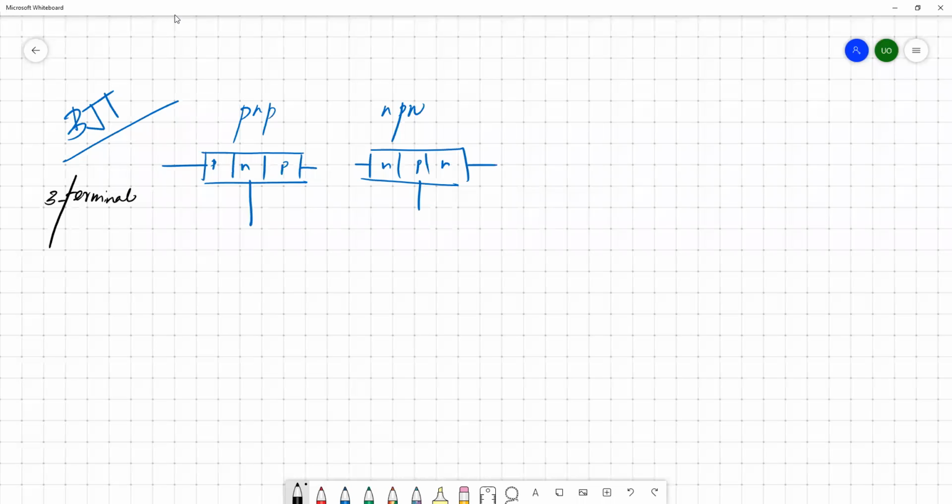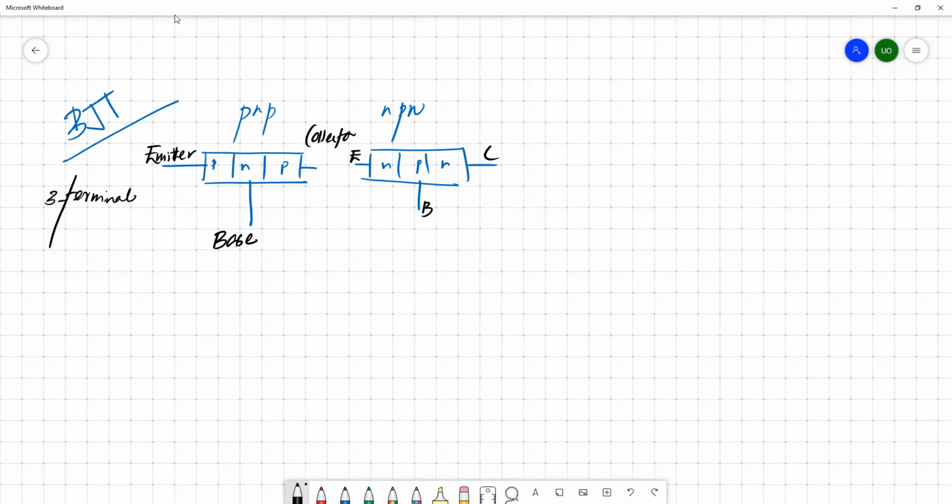We can define those terminals. This is the emitter, this is the base, and this is the collector. These terminals are known as emitter, collector, and base. Both emitter and collector come from the same semiconductor material, either P-type or N-type. We differentiate the emitter from the collector by increasing the doping level. The emitter has a higher doping concentration compared to the collector to generate more free electrons or holes. That is the simple difference between emitter and collector: the same semiconductor material but with a different doping concentration.